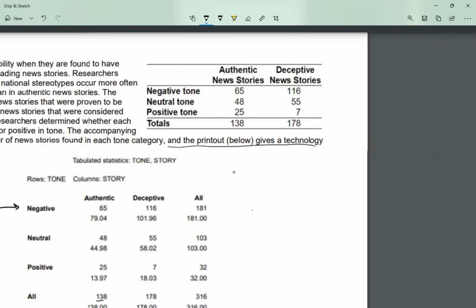So neutral tone, I'm looking at these values. As a matter of fact, my total here is 103. Right, 48 plus 55. There's 103 neutral tone stories. So how many of these were deceptive? Well, 55 of them were deceptive. How many were there altogether?